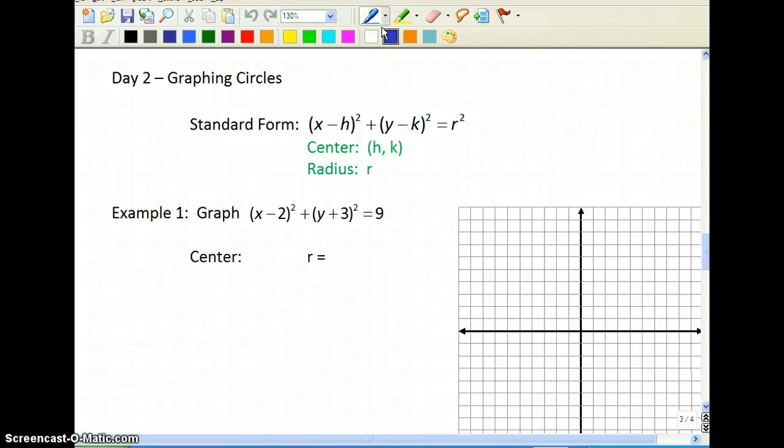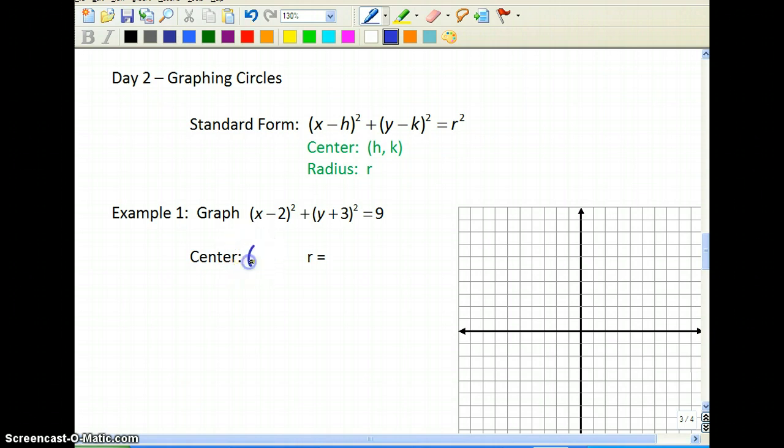Alright, today we're going to graph circles. This will be one of the easier things we do in this chapter, so this shouldn't take too long. Remember the standard form for a circle, (x minus h) squared plus (y minus k) squared equals r squared, where the center is (h, k), changing the signs, and r is the square root of this number because this is r squared.